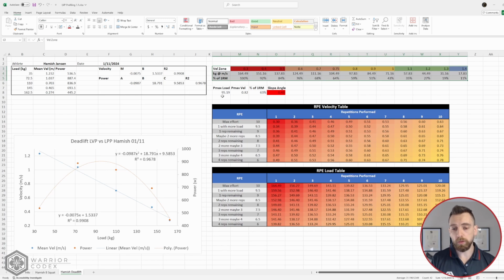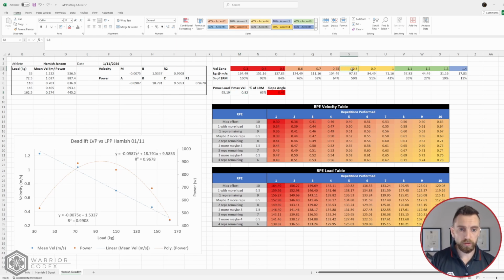On top of that, the other thing we can calculate is our max load for power and velocity. So based on the numbers I've got here, based on the chart that's been developed, if I was to lift at maximum power, I would need to lift 95 kilos, which would be roughly 0.82 meters per second, which sits in this category here. And it reckons that is about 63% of my 1RM. So it'll be sitting just in here, right in the center.